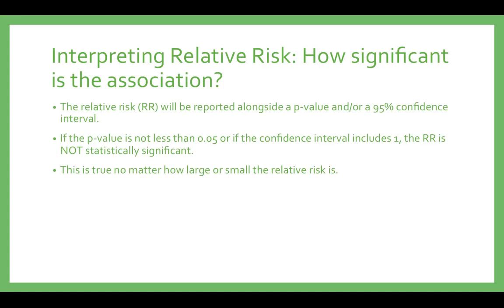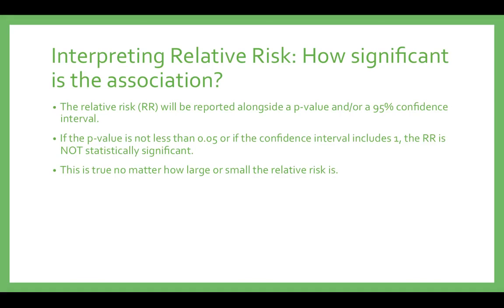When you interpret a relative risk, remember to take into account whether the association is significant. This applies to the odds ratio as well. The relative risk will be reported alongside a p-value and/or a 95% confidence interval. If the p-value is not less than 0.05, or if the confidence interval includes 1, the relative risk is not statistically significant. This is true no matter how large or small the relative risk is.